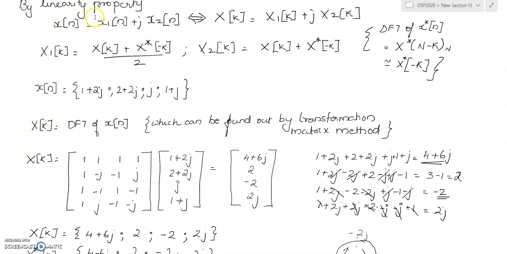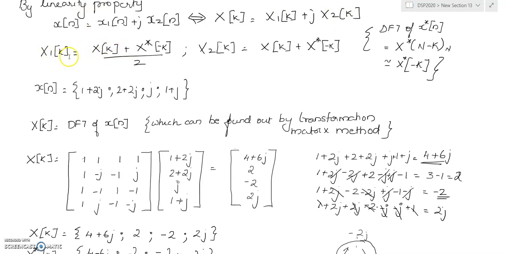So by the linearity property, we can say that if x of n, as we have already established, is equal to x1 of n plus j x2 of n, then by the linearity property, x of k will be equal to x1 of k plus j x2 of k.